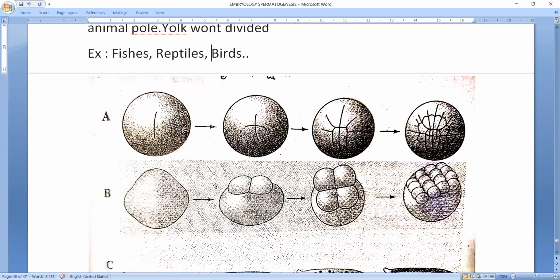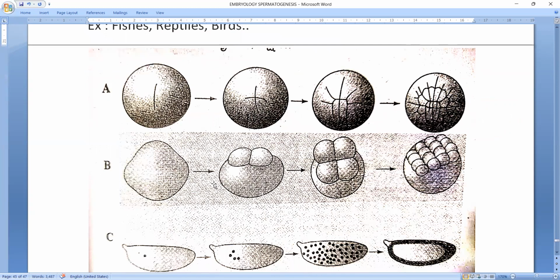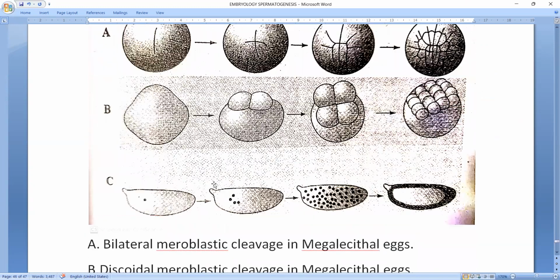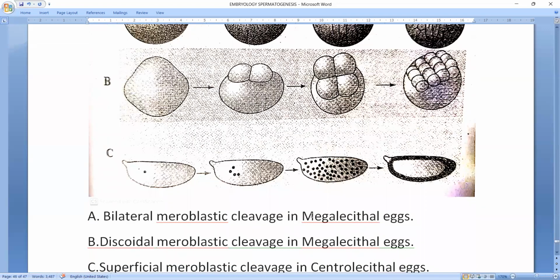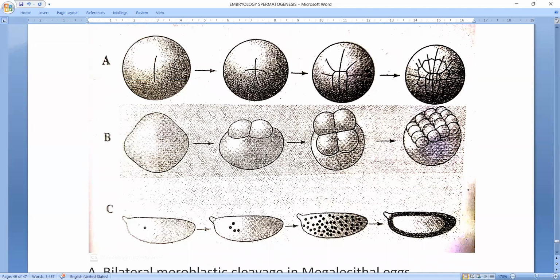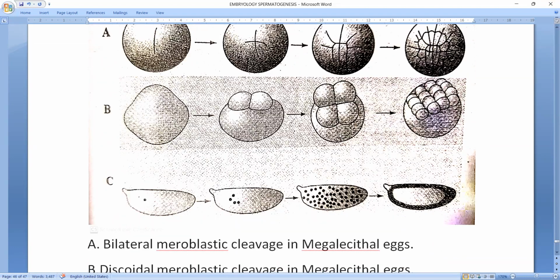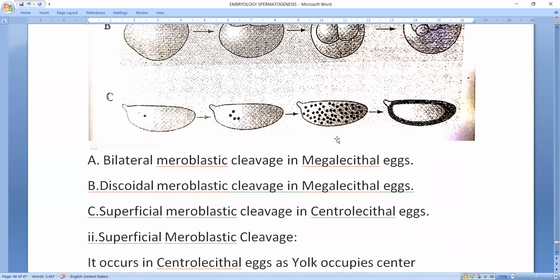Okay. So here these are the different planes and different cell divisions. So bilateral meroblastic. So here also bilateral type of cleavage takes place in megalethal eggs. Discoidal meroblastic cleavage in megalethal eggs. So here, they are restricted to only the disc, the blastodisc area. So that's why that is called discoidal meroblastic cleavage, which is incomplete.